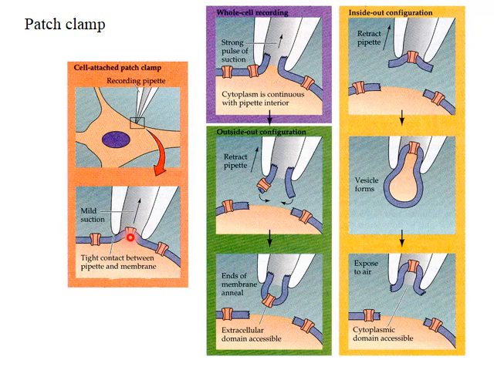Now if we apply additional suction to the patch, we can break through this patch, and we then obtain a whole cell recording configuration where the inside of the electrode is in contact with the cytoplasm of the cell. If we record the voltage in the electrode, this voltage will be the same as the voltage inside the cell, and this is a way of obtaining a whole cell voltage recording where we can monitor the voltage in the cell.